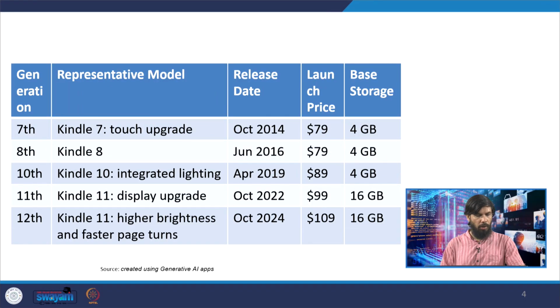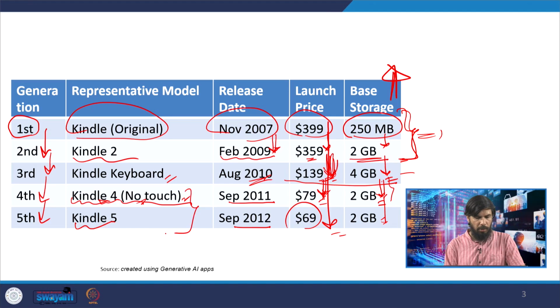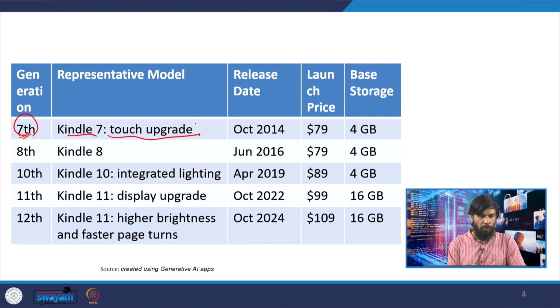Now, there was a gap in a way, there was no 6th generation or it got merged with the 7th one. So, from 5th we move to 7th directly, and in the Kindle 7 version we see the touch upgrade. So, touch option was also there in the previous Kindle versions, but that was in the premium segment. Now, from the 7th version onwards, the touch upgrade was there even in the basic version, right. So, the year of release is 2014 and you can see 79 USD.